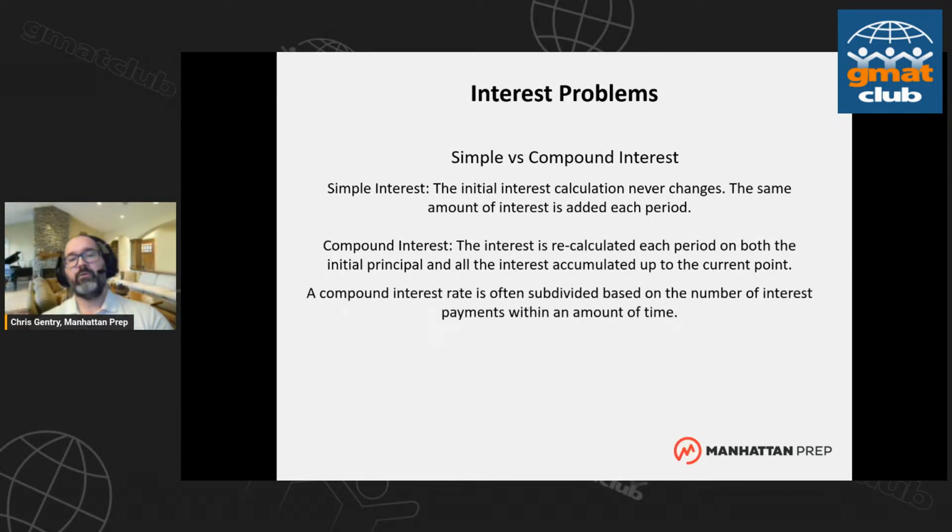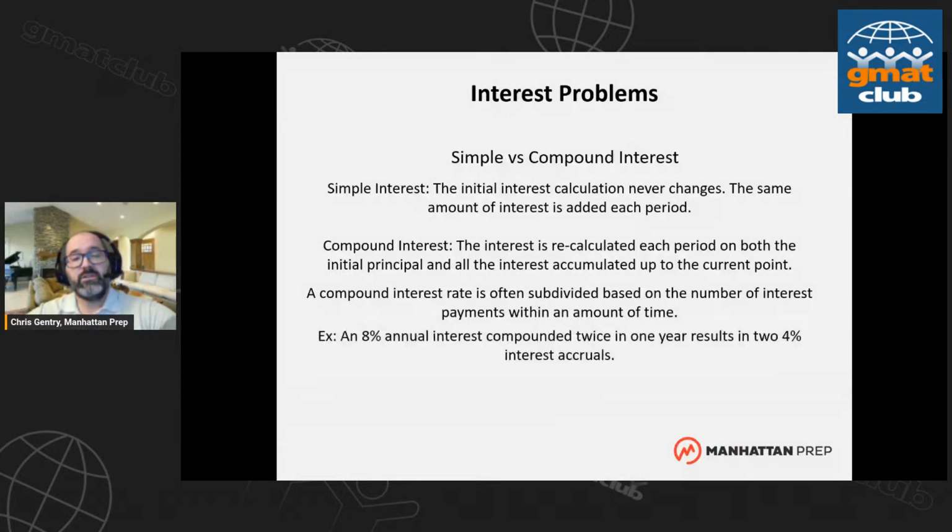Another common wrinkle with compound interest is that you'll often see it subdivided based on the number of interest payments within an amount of time. As an example here, 8% annual interest compounded twice in 1 year. You don't compound the 8% 2 times. It is an 8% annual effect, roughly. What you do is you do 2 4% interest accruals. If your 8% were compounded quarterly, you would do 4 2% interest accruals.